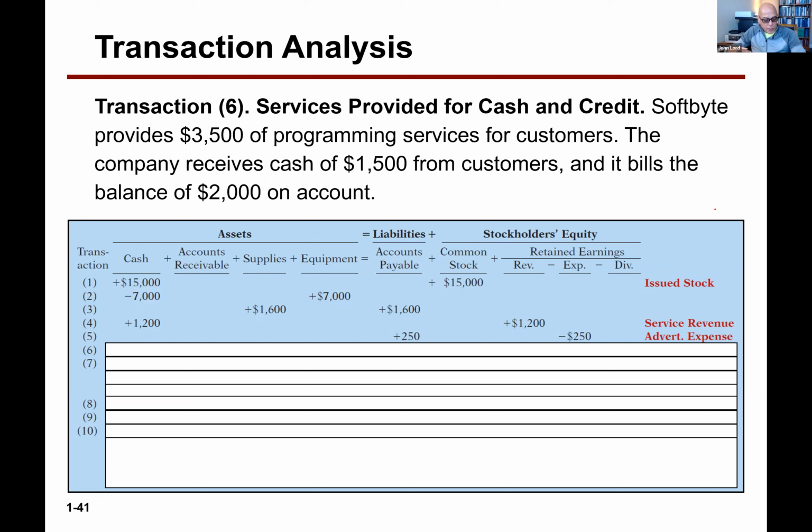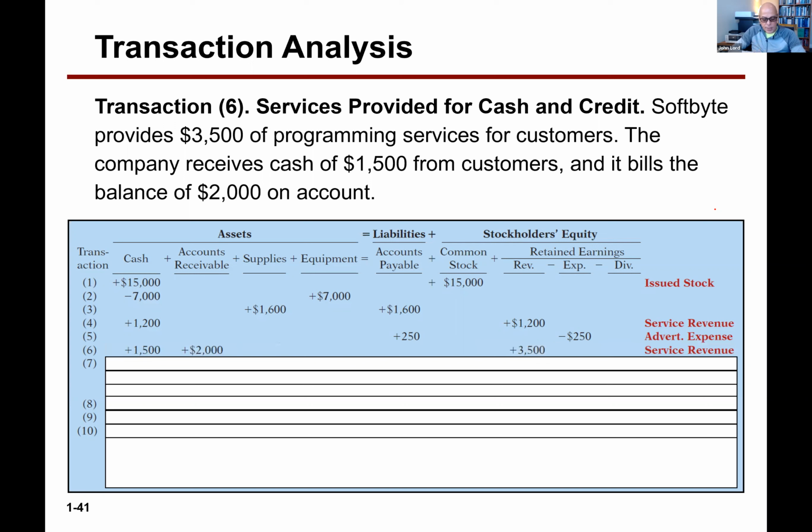But the point is, both are assets, right? So you may very well do this. You may very well have a good customer say, hey, give me 1,500 up front, and then you can pay me the rest later. Now I've provided the service though. The service has been provided.